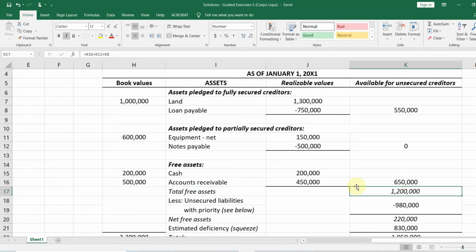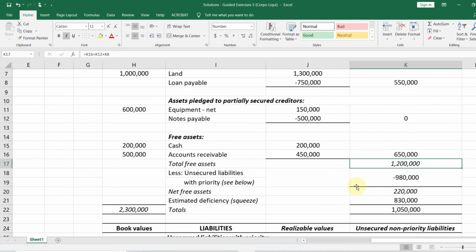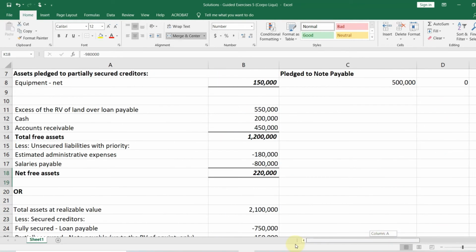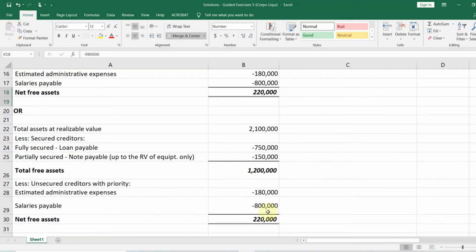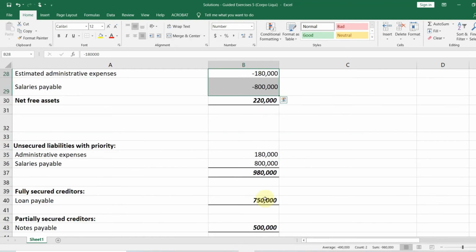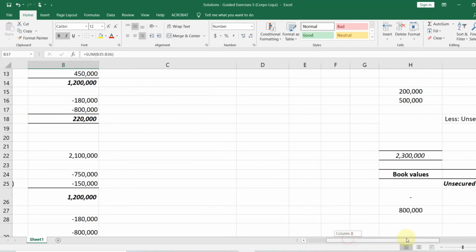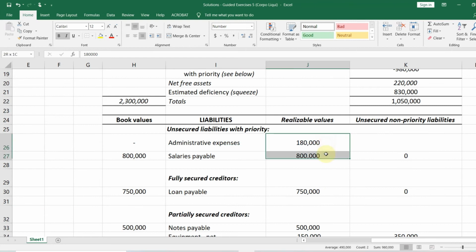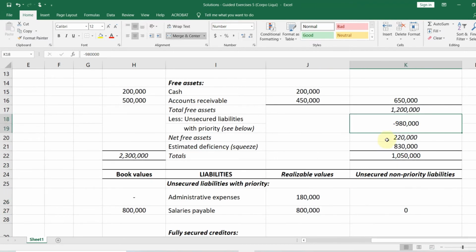You get a total free assets of 1.2 million. Now, in our computation of free assets, you just less the unsecured liabilities with priority. So that's the 980 that we computed earlier. Where is it? Okay, this is 980,000. You get net free assets of 220,000.